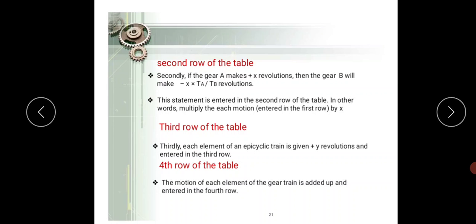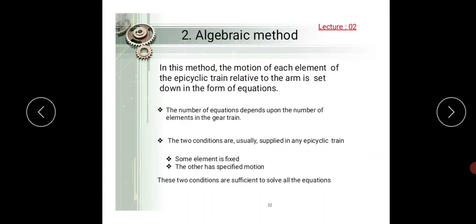Now we go to the next method, the algebraic method, to find the velocity ratio of the epicyclic gear train. In this method, the motion of each element of the epicyclic train relative to the arm is set down in the form of equations. The number of equations depends upon the number of elements in the gear train.